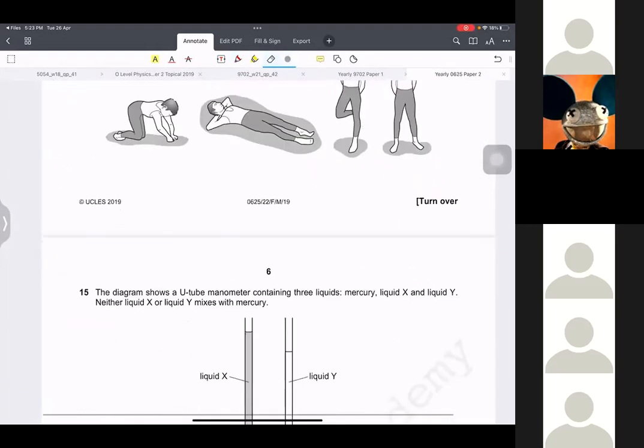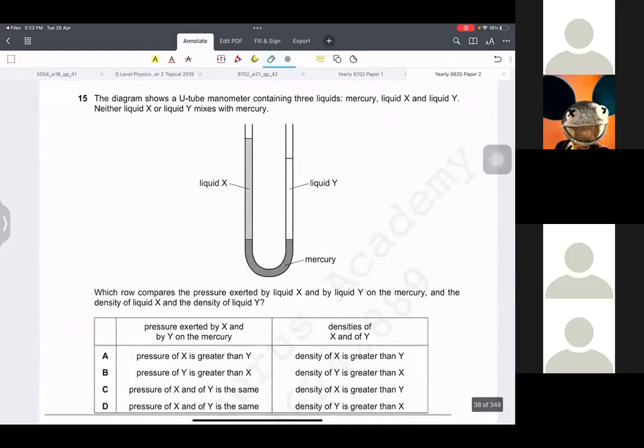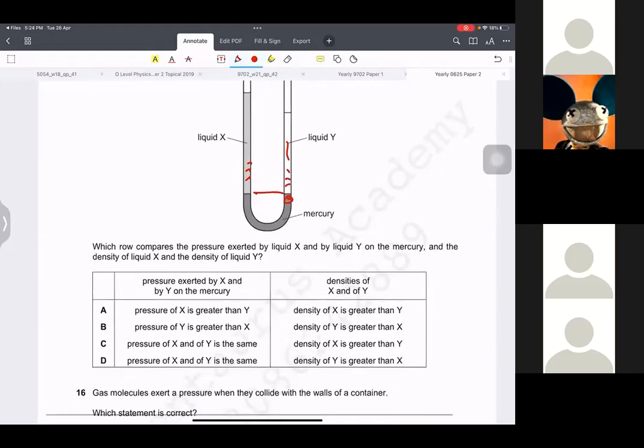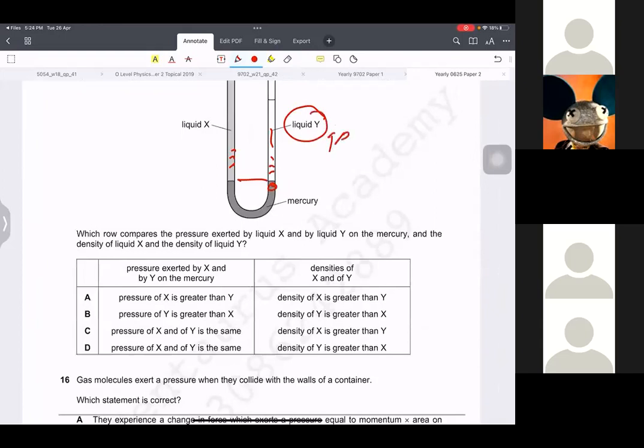Okay. So now compare pressure, liquid Y and liquid X. If you look at it, mercury is at the same level. But if you check it out, less liquid Y is needed to maintain the level and more liquid X is needed, right? So this means this is more dense, without even reading the question. I know this is less dense. So pressure exerted is the same. If this was not the same, the mercury would not be at the same level. So it's the same, and density of X is greater. It's opposite. So D. Do you guys understand how I got it?